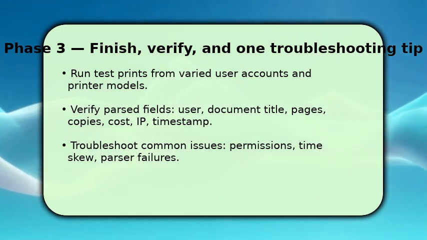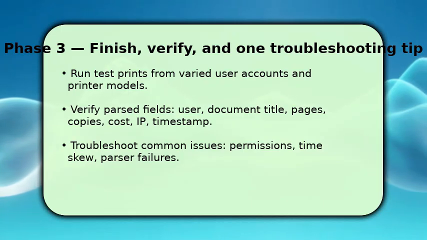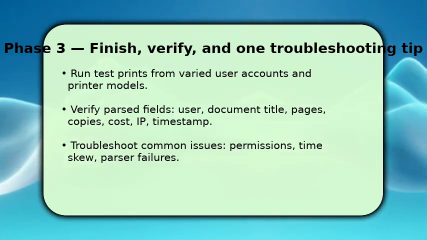If things go wrong, check permissions first, then system time skew. And finally, parser rules. These three account for most failures. Reprocess test jobs after fixes to confirm resolution.